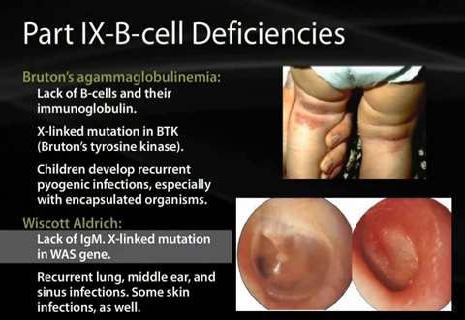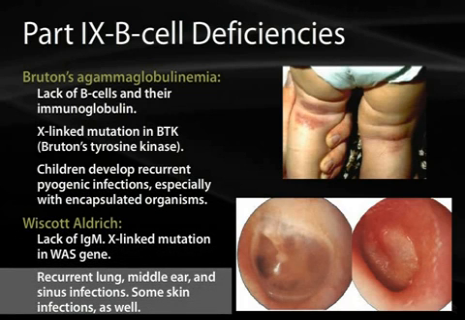Wiskott-Aldrich syndrome is a lack of IgM, an X-linked mutation in the WAS or Wiskott-Aldrich syndrome gene. You see recurrent lung, middle ear, and sinus infections, and some skin infections as well. Mostly for B-cell deficiency, you want to look for those recurrent common infections like otitis media that you see here.